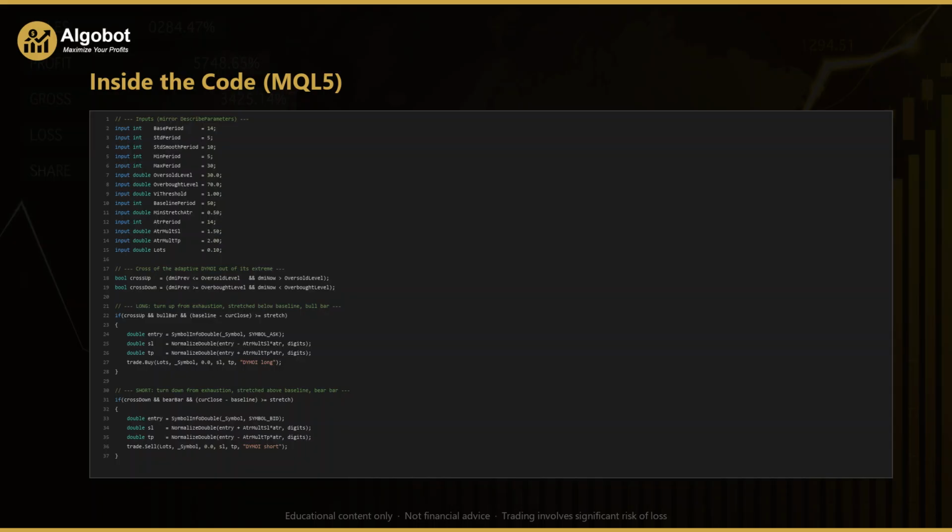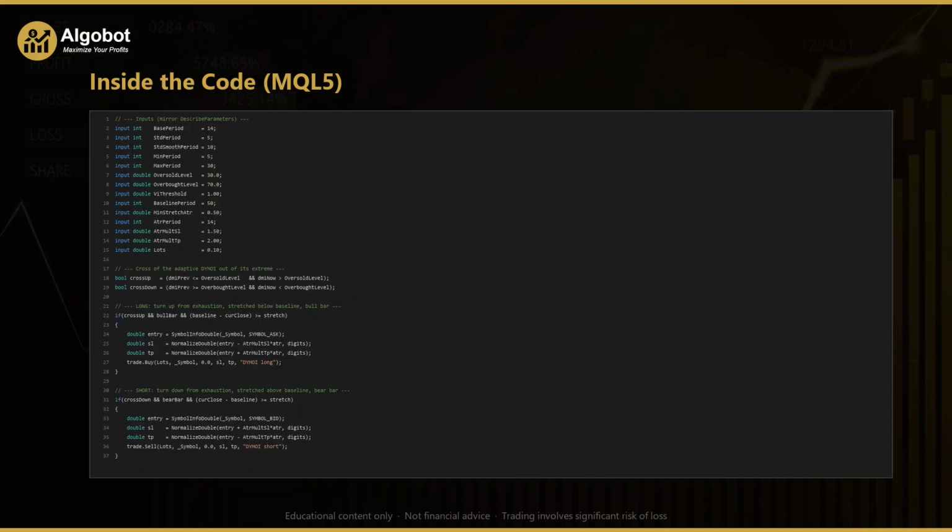Just below the inputs are the two cross conditions. Cross-up is true when the previous DYMOI was at or below 30 and the current reading has moved above it. Cross-down is the mirror image around 70. Now the long block. The condition asks for cross-up, a bullish signal bar, and for the baseline minus the current close to be at least the required stretch. When all three are true, it reads the ask price, sets the stop-loss 1.5 ATR below entry, sets the take profit 2 ATR above, and calls trade.buy.